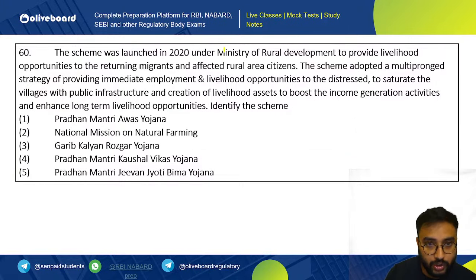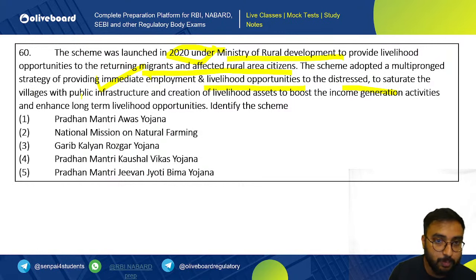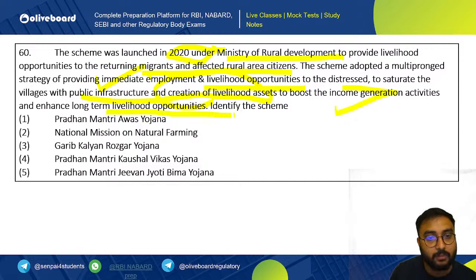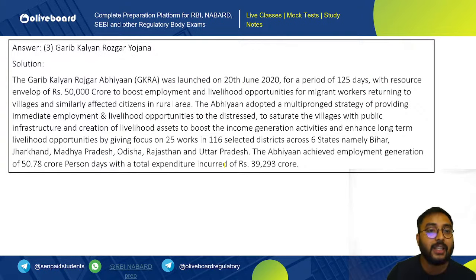The scheme was launched in 2020 under the Ministry of Rural Development to provide livelihood opportunities for migrants and rural citizens. The scheme adopted a multi-pronged strategy to provide immediate employment and livelihood opportunities to distressed workers, to saturate villages with public infrastructure and creation of livelihood assets. This was to boost income generation activities and enhance long-term livelihood opportunities. Identify the scheme. Pradhan Mantri Awas Yojana, National Mission on Natural Farming, Garib Kalyan Rozgar Yojana, Pradhan Mantri Kaushal Vikas Yojana, Pradhan Mantri Jeevan Jyoti Bima Yojana. The answer here is Garib Kalyan Yojana.